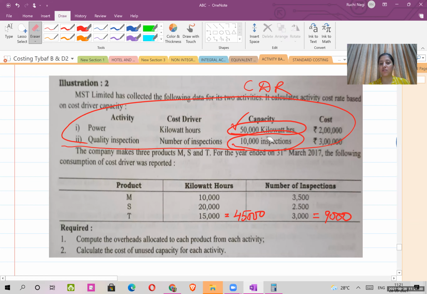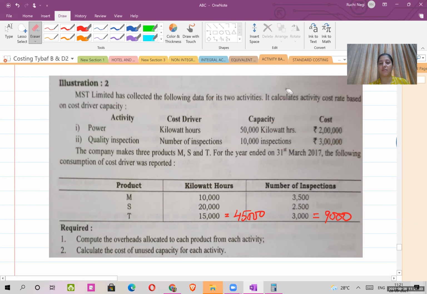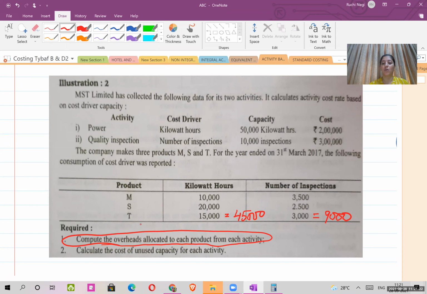Am I clear with the questions to everyone? Question is clear to everyone? Yeah? Yeah, just acknowledge it in the chat box. What are you supposed to calculate? You are supposed to calculate the overheads allocated to each product from each activity. Obviously, matlab total cost. Correct? आपको total cost निकालना है. That is computation of overheads. So they have not asked you to calculate CDR. That is cost driver rate निकालने को बोला नहीं है, but निकालना पड़ेगा because to calculate the total cost, I need to know my cost driver rate. Okay, so that's a part of the solution.